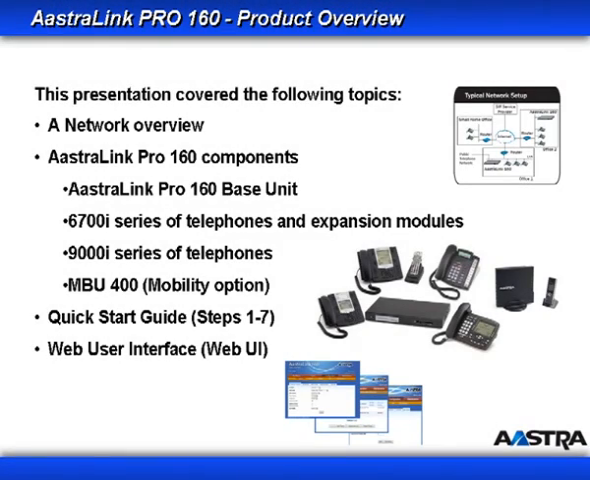In this presentation, we looked at the following topics. We took a quick look at a network overview. We looked at the components that make up the AastraLink Pro 160. This included the AastraLink Pro 160 base unit, a large choice of phones and the 2 expansion modules, the MBU 400 and cordless handset. Then we followed the 7 steps in the Quick Start Guide to install the base unit and phones, and we took a quick tour of the web user interface.